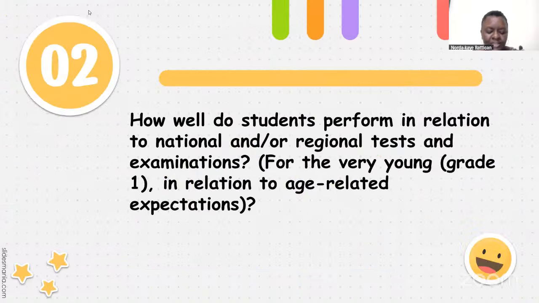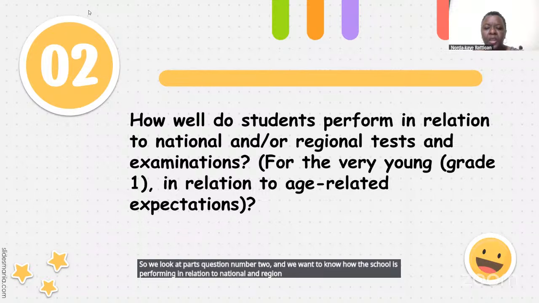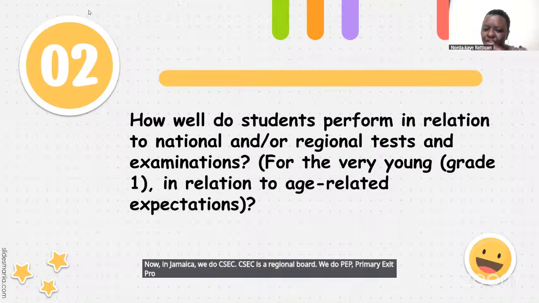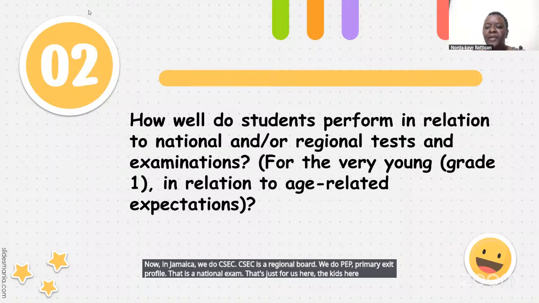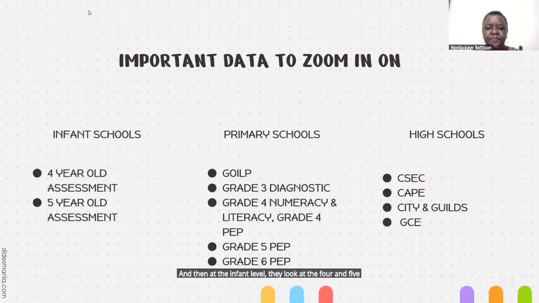And then now we start getting down into real data work. So we look at question number 2, and we want to know how the school is performing in relation to national and regional tests. Now in Jamaica, we do CSEC. CSEC is a regional board. We do PEP, primary exit profile. That is a national exam. That's just for us here, the kids here on the island. And then at the infant level, they look at the 4 and 5-year-old assessments.